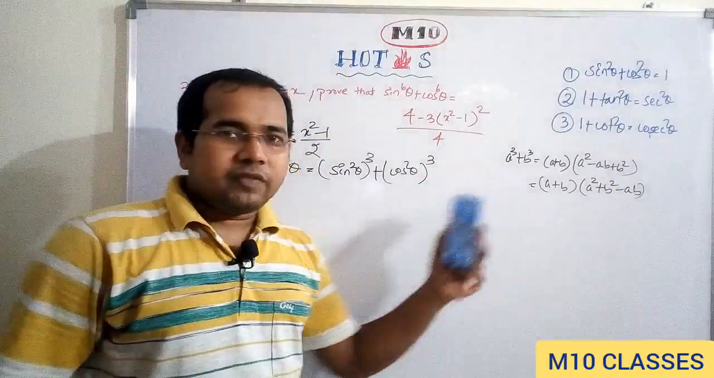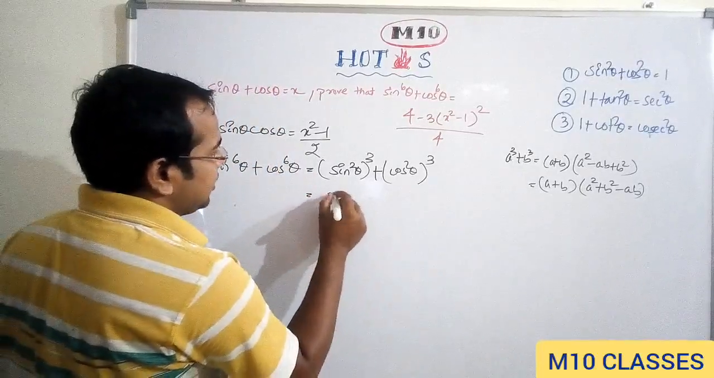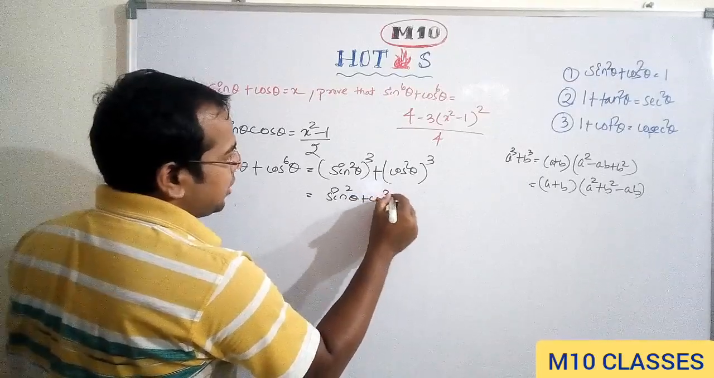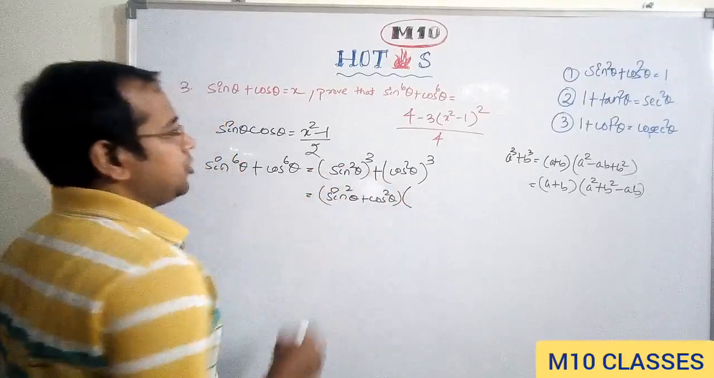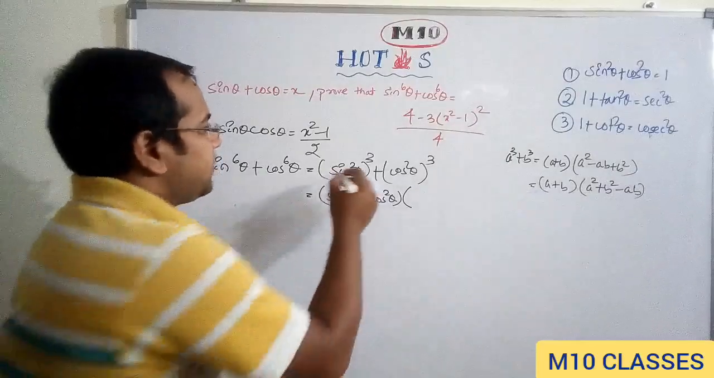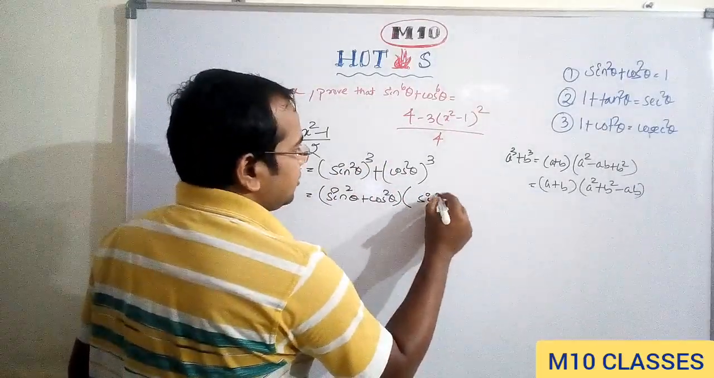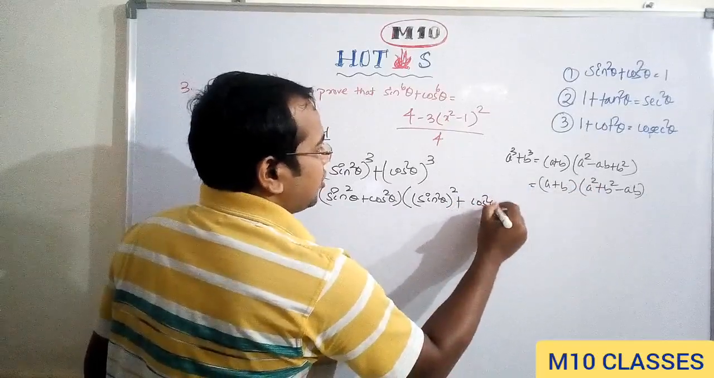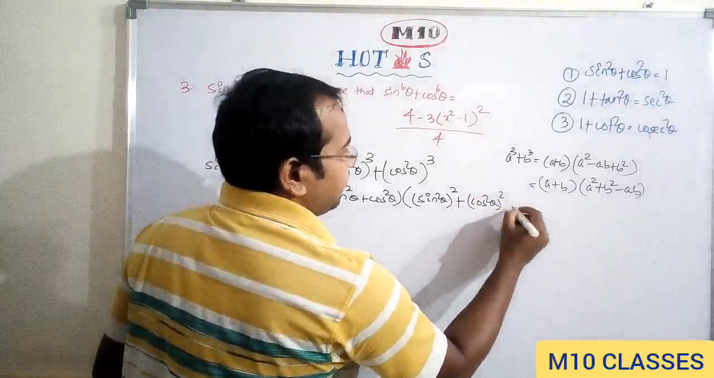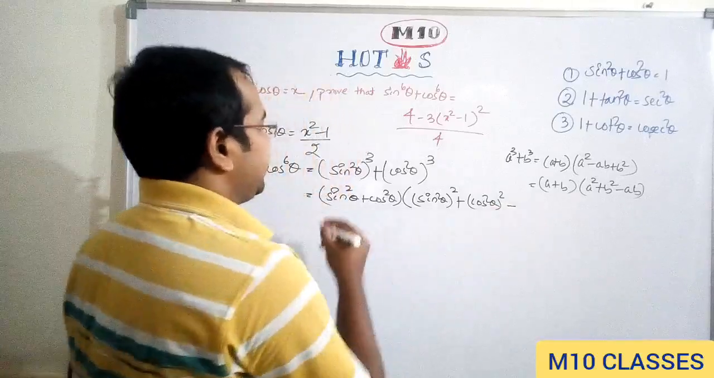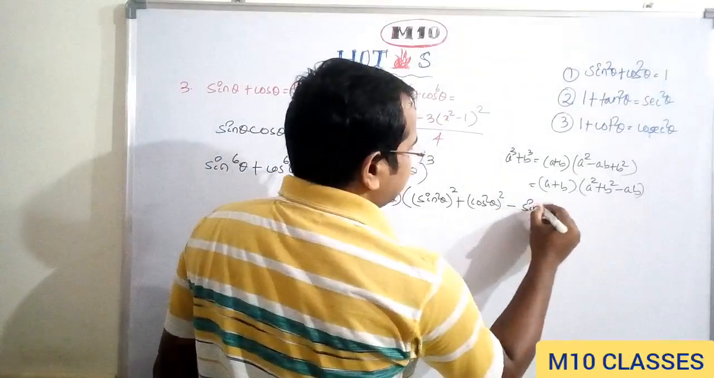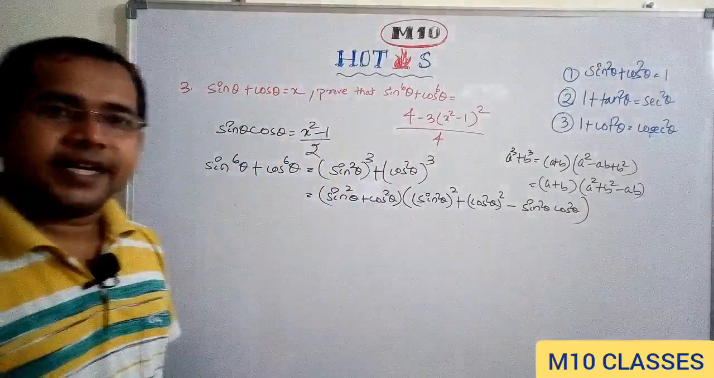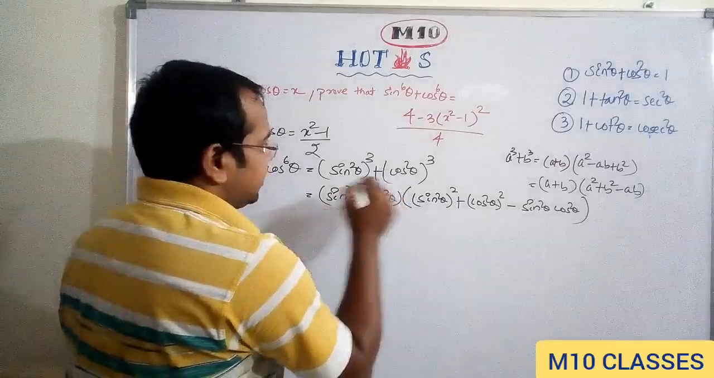See, a plus b, that means sin square theta plus cos square theta, whole into a square, that means sin square theta whole square, plus b square, that is cos square theta whole square, minus ab, that is sin square theta into cos square theta. Now again, this value is 1, sin square theta plus cos square theta.